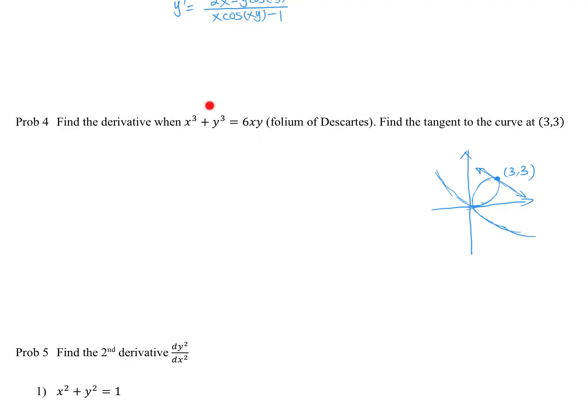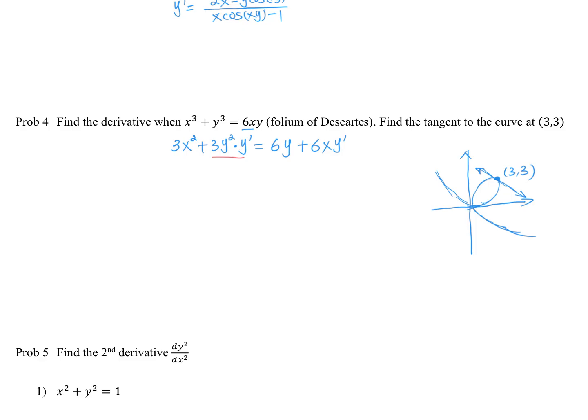To find the derivative, let's differentiate both sides with respect to x. So here we have 3x squared plus, when you differentiate this, we need to use the chain rule. It's 3y squared times the derivative of y, which is y prime. And for the derivative of this term, we need to use the product rule. The derivative of 6xy is equal to 6 times the second function y plus 6x times the derivative of the second function, the derivative of y is y prime.